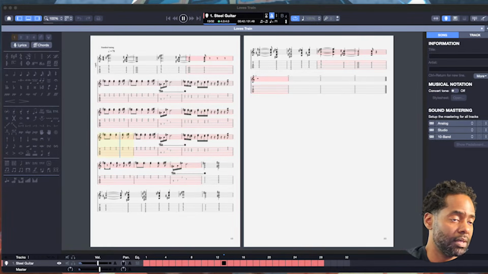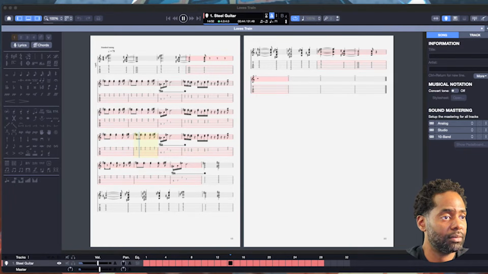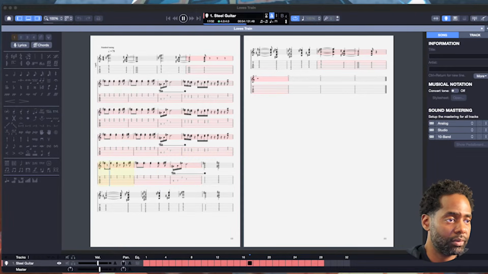Da, da, da, da, da, da, da, da, da, da. Dun, dun, dun, dun, dun, dun. Dun, dun, dun, dun, dun, dun. Here's like the bridge.